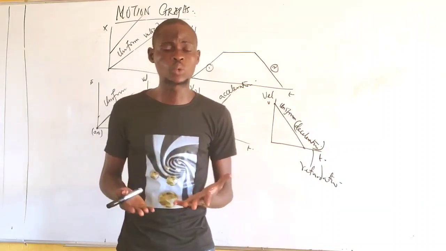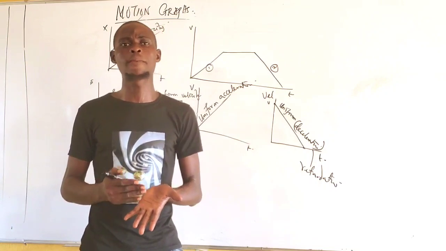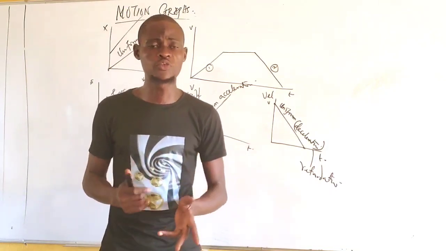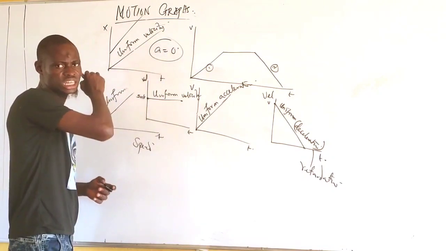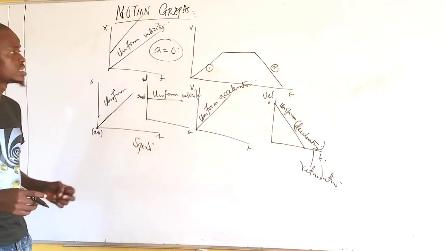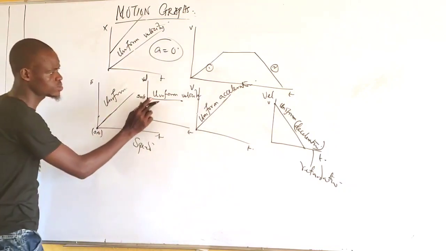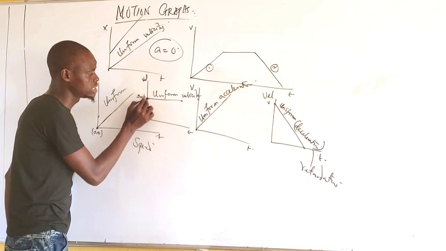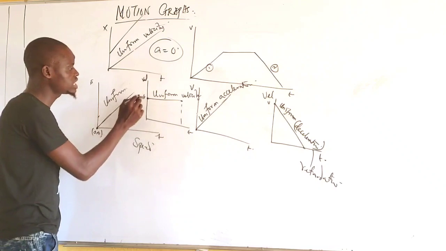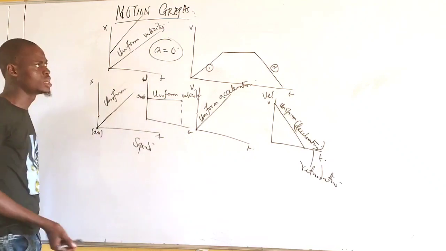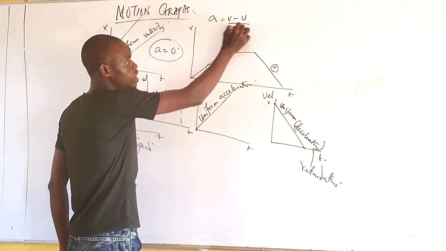A body might be moving with a uniform acceleration. Are you getting? Whenever a body is moving with a uniform velocity, its acceleration is equal to 0. When they say the body is moving with a uniform velocity, it simply means the acceleration of the body is 0. That means in this motion here, the acceleration of the body from here to here is equal to 0. Why? Because the body is moving with uniform velocity. If you go back to the definition, acceleration is v minus u all over time.